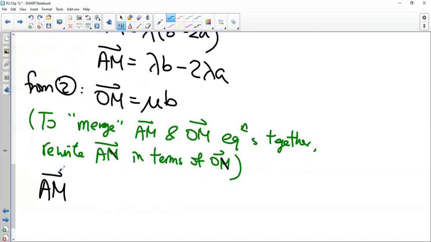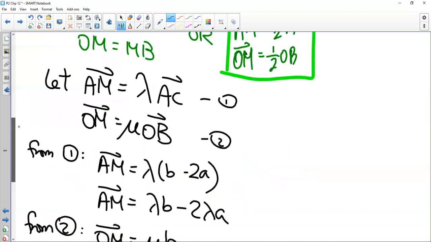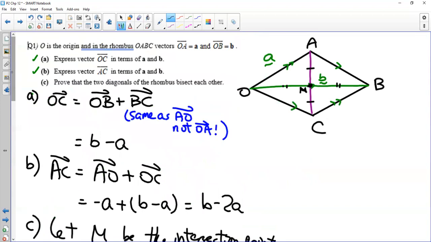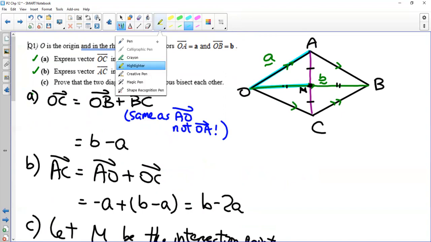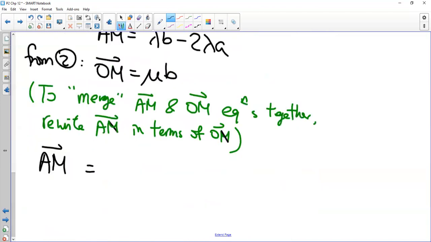So we look at the diagram again. How can I go from A to M that includes OM? Well, A to O, then O to M. If I do want to go from A to M with OM, this has to be the only route. So AM equals AO plus OM. Then here we've got an equation that merges AM and OM together.